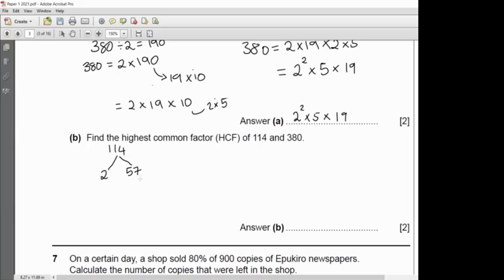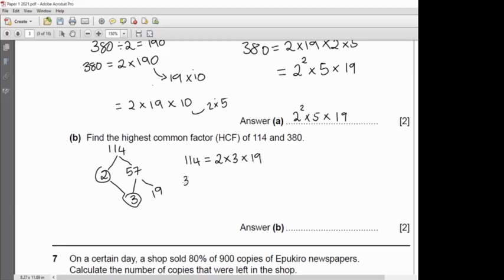Now 57, 3 can go into that, it's not a prime number. So this is 3 times 19. Okay, so you can see that I have 114. I can write this as 2 times 3 times 19. So this is 2 times 3 times 19.